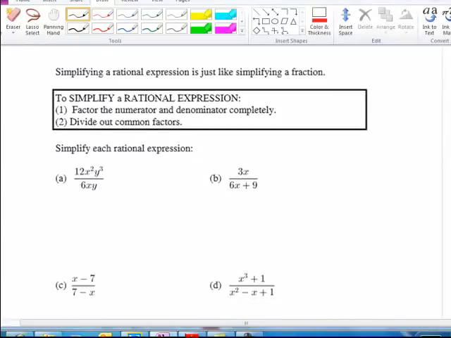The next thing we need to talk about is simplifying a rational expression. And it's just like simplifying a fraction. You try to factor everything and then create ones from the common factors. So in a here, if we factor the numerator and the denominator, so factor, remember, means to write as a product. So this already is a product. We could expand things a little bit, but let's just do this.